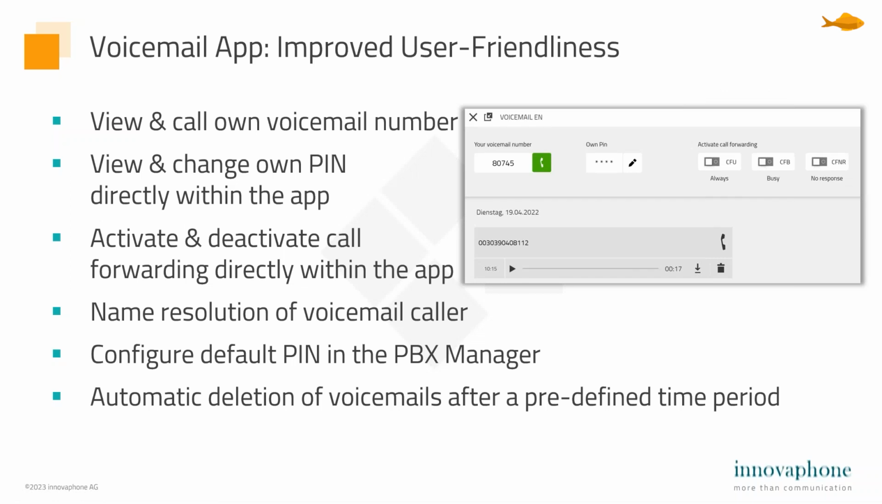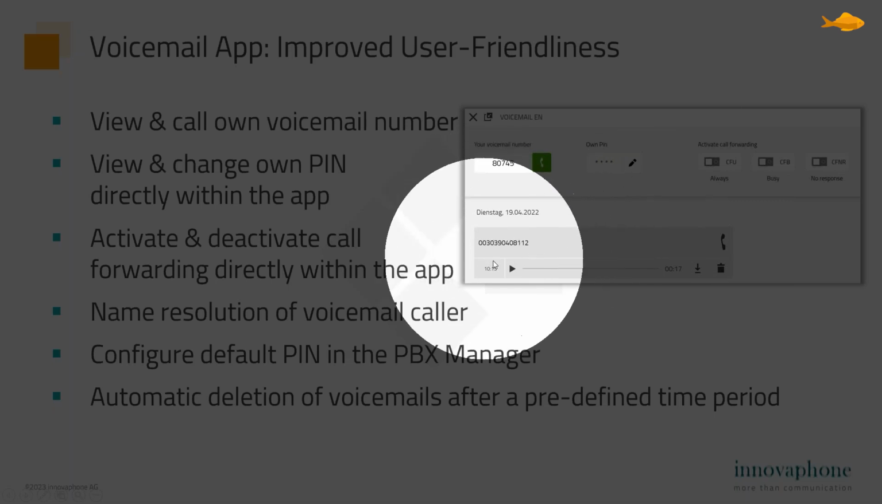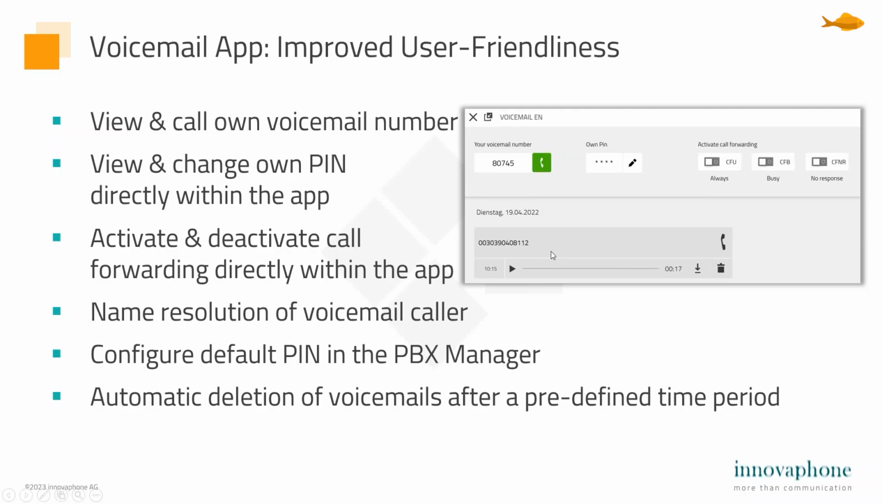Also, what has changed in the new voicemail app in version 14 is that you now can see the name resolution of a voicemail caller. In the past, you could primarily see a number here. Now we have changed that you're also able to see the full name of the person who has called you. And last but not least, there's also the option of automatically deleting voicemails after a predefined time period. So overall, lots of new great features and additional functionalities also within the voicemail app in version 14r1.